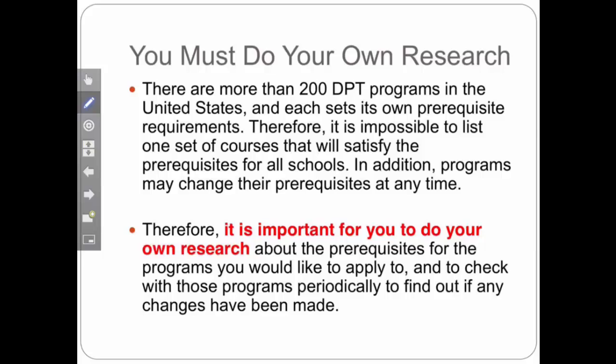There are more than 200 DPT programs in the United States, and each sets its own prerequisite requirements. Therefore, it's impossible to list one set of courses that will satisfy the prerequisites for all schools. In addition, programs may change their prerequisites at any time. Therefore, it's important for you to do your own research about the prerequisites for the programs you would like to apply to, and to check with those programs periodically to find out if any changes have been made.